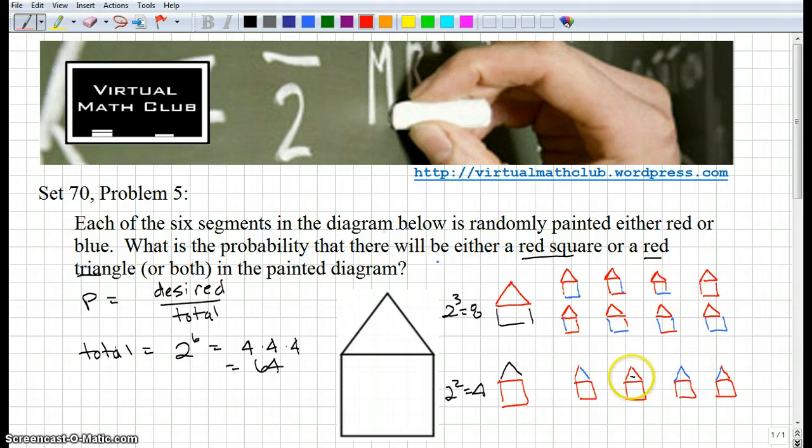All right, but we have to be careful because, let's take a look here. We have 2 of them counted twice, right? We have this red square with a red triangle on top, and we have a red triangle with a red square on top. So we have to be careful there because that's really just one way to paint it, okay? So instead of 8 plus 4, which is 12, we actually have 8 plus 4 minus 1, which is 11 ways to paint the diagram so that we get either a red square or a red triangle painted in the diagram. So our probability then is 11 out of 64.